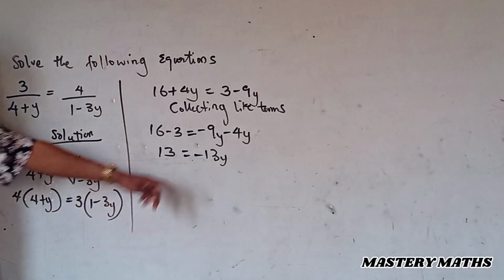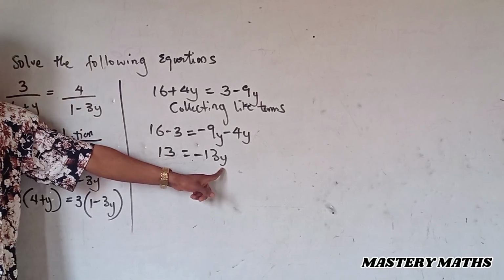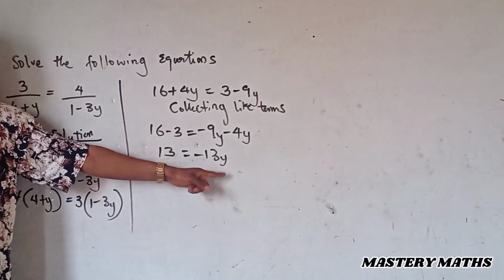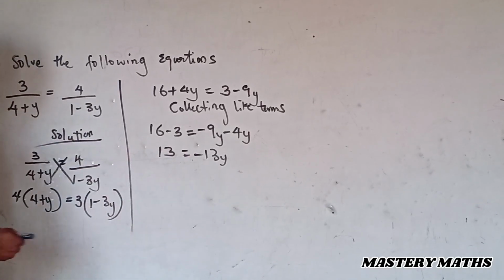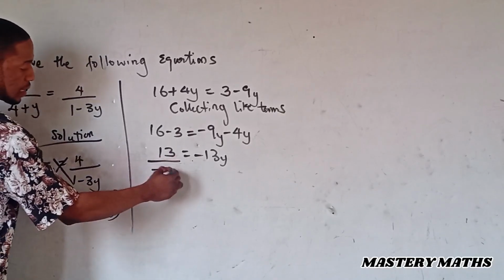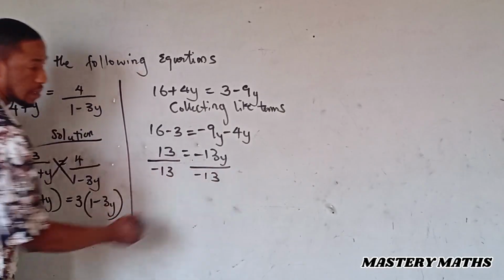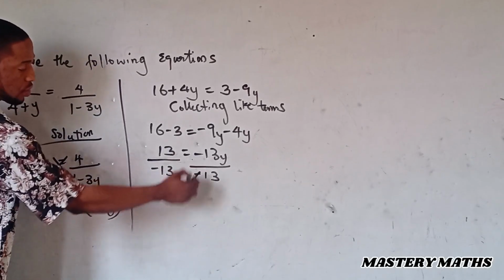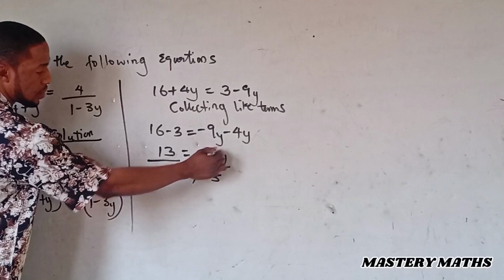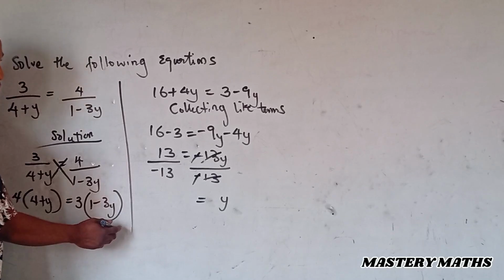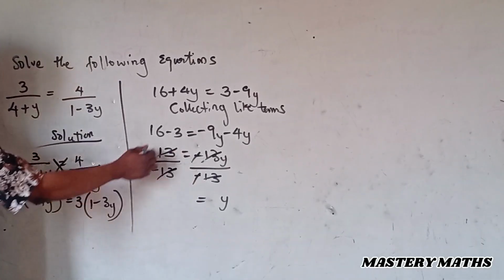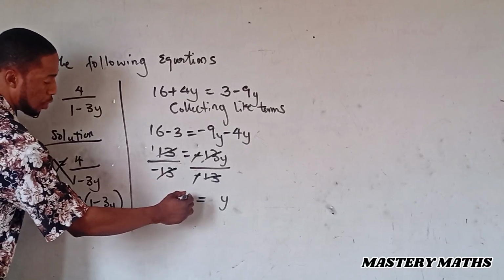Now what should we do? We want the variable to stand alone. For the variable to stand alone, we need to cancel both sides by minus 13. We divide both sides by minus 13. So you say divided by minus 13, divided by minus 13. See it? Minus cancels minus, 13 cancels 13. What is remaining? y is remaining. So y is equal to, when 13 cancels 13, you have 1. So it goes to minus 1.